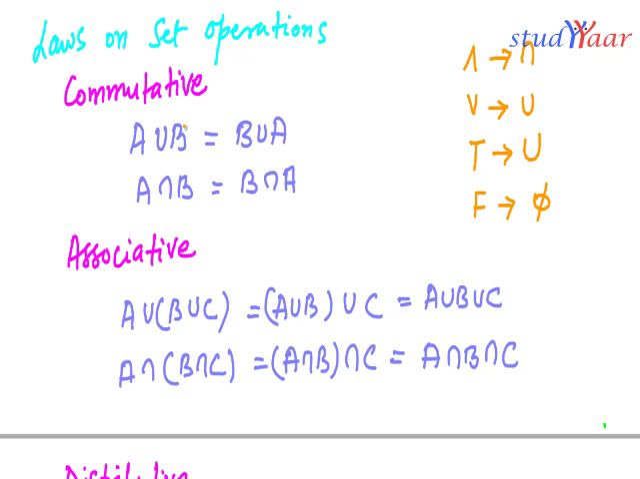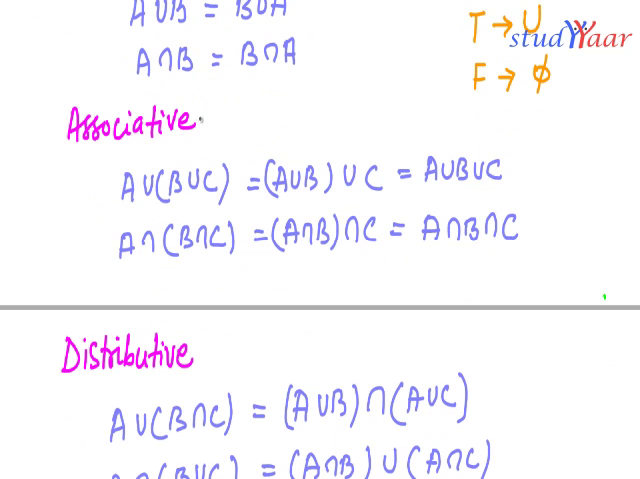So just like we had the commutative property in propositional logic, we have the commutative property in sets as well, which says that A union B is equal to B union A, and the same is the case with intersection. The associative property also is similar. A union B union C is equal to the union of A and B union C. As a matter of fact, the order in which you take the union does not matter, okay? So that is your associative law.